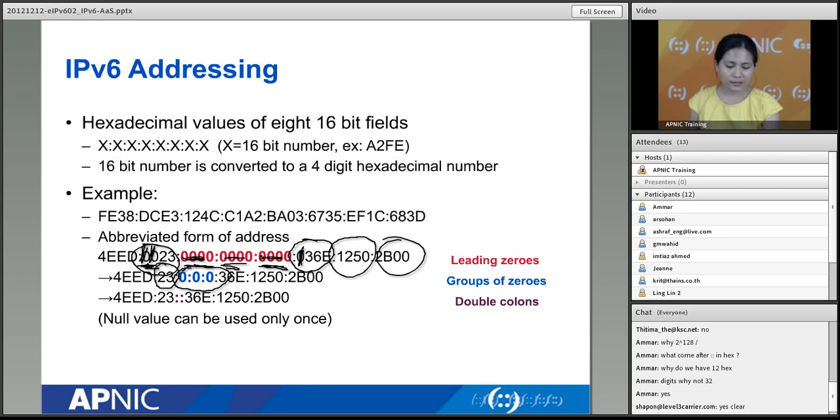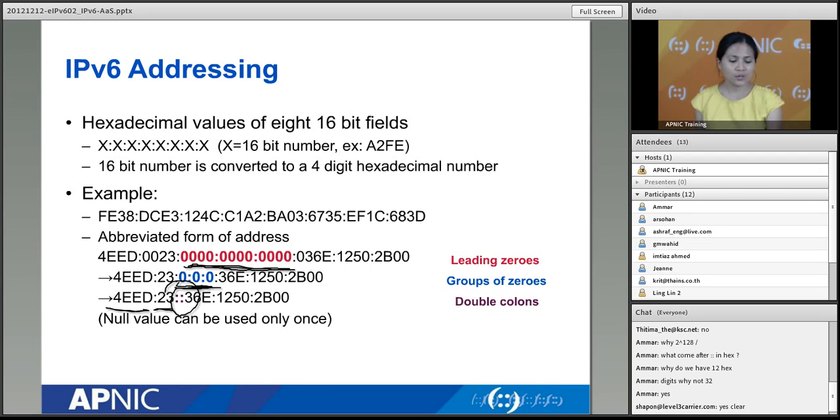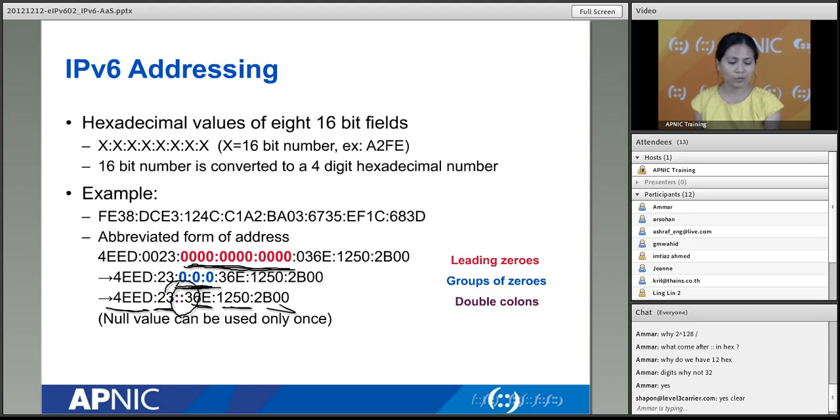How do we know how many fields are there? Simple. We know that there should be 8 fields in an IPv6 address. So whatever fields you have here, 1, 2, 3, 4, 5, okay? That means this double colon is the remaining out of those 8 fields, which means it represents 3 fields. You can only do that for consecutive or adjacent fields of zeros.